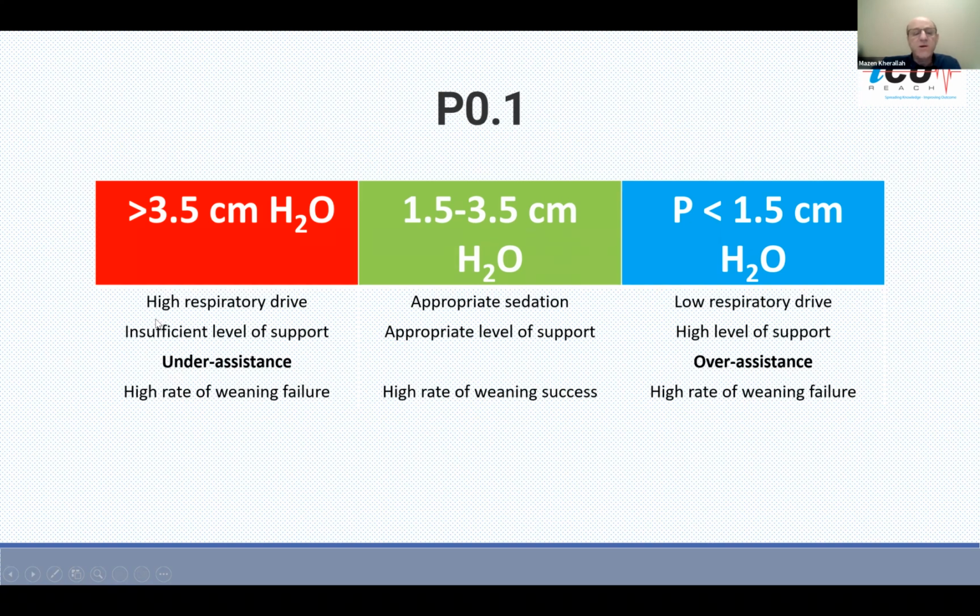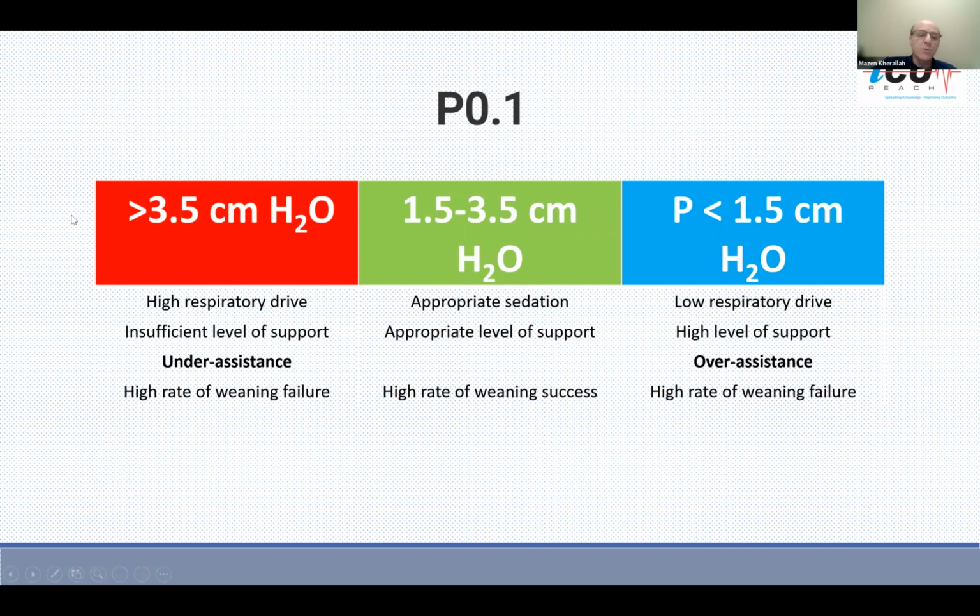And of course, if you have high respiratory drive, you're not sedating the patient adequately. And if you wean the patient, it's associated with a higher rate of weaning failure. On the other hand, if the P0.1 is less than 1.5, and in the literature you will see some references will indicate 1.3, others will indicate 1 or less. So, you need to understand that those numbers are not very specific. Okay? And you need to, number one, repeat the maneuvers multiple times, and get an idea about your patient.